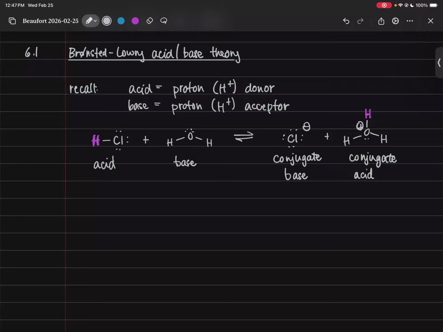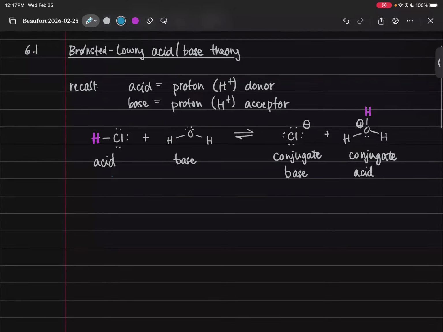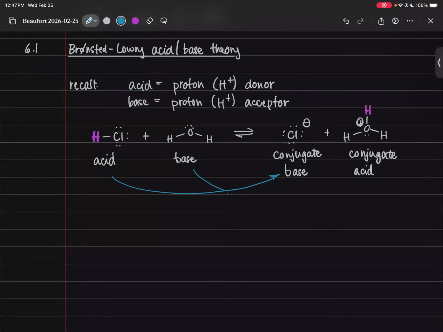One thing that's important to notice here is that the acid becomes the conjugate base and the base becomes the conjugate acid. And that has to be the case because if the reaction is going to go back and forth, as it does in an equilibrium reaction, you can't have one molecule acting as an acid every single time. That would mean it's donating a proton every single time, and eventually you're going to run out of protons. So the acid becomes the conjugate base, and the base becomes the conjugate acid.